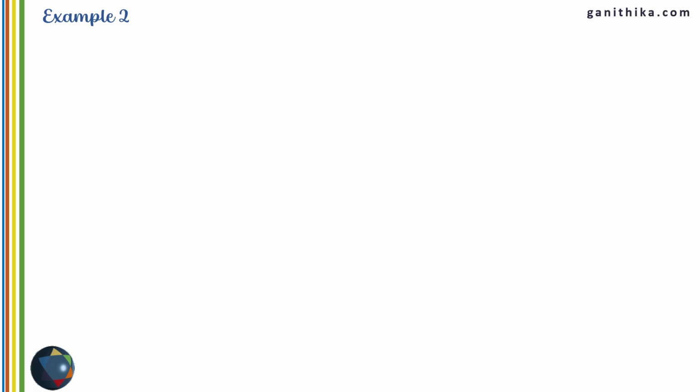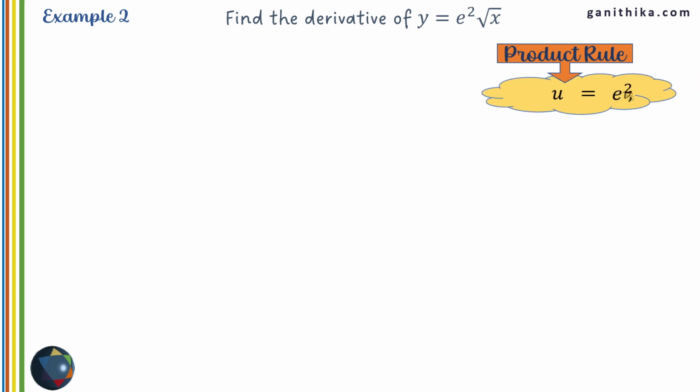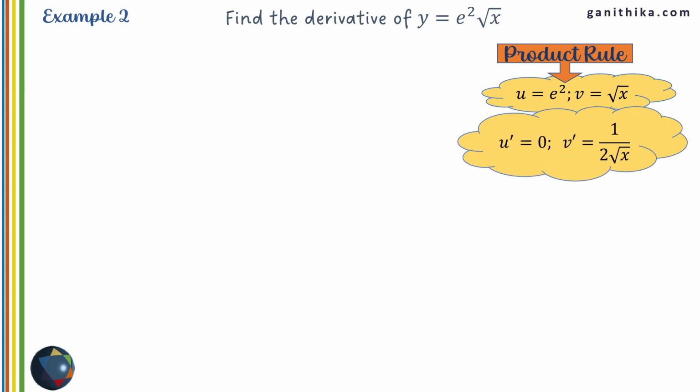Example number 2. Are you ready? Find the derivative of e square root of x. E square times square root of x. So pause the video. Find the answer for this. Are you ready? So obviously, because it is e square times square root of x, you should have used product rule here. U is equal to e square, v is equal to root x, and the derivative of u is 0. Derivative of root x is 1 over 2 root x.